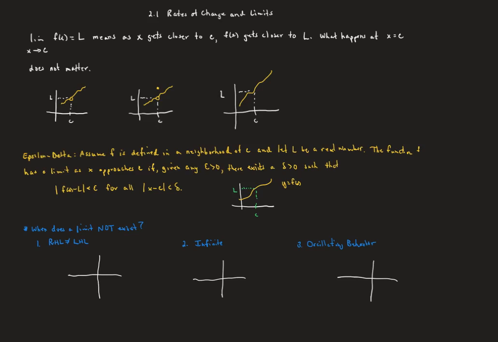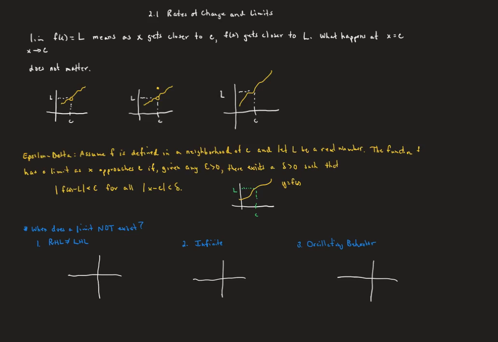So the limit as x approaches c of f of x equals L means that as x gets closer to c, the values of f of x, the y values, get closer to L. And remember, what happens at c does not matter. It's irrelevant in terms of the limit.